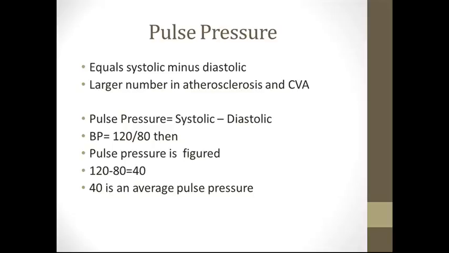Pulse pressure equals, so how we get the pulse pressure is we take the systolic pressure minus the diastolic. The larger the number will possibly indicate atherosclerosis or cardiovascular incident. So for a blood pressure that is 120 over 80, the pulse pressure would then be figured as 40. 40 is the average pulse pressure.